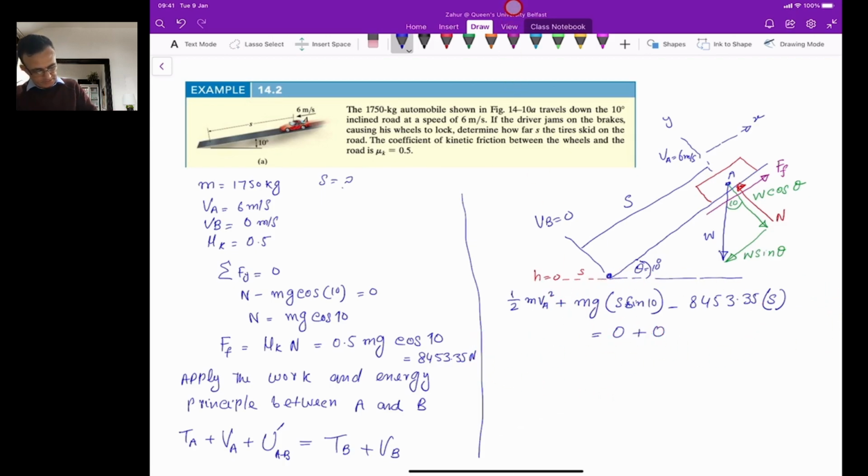So if we just put the values here, it will become half, and m is given, which is 1750, times 6 squared, plus again 1750 times 9.81 into S sine of 10, and then minus 8453.35 into S equals 0. From this equation, there is S here and S here. This means that there is only one unknown in this equation, which you can calculate very easily. So the result will be 5.76 meters.